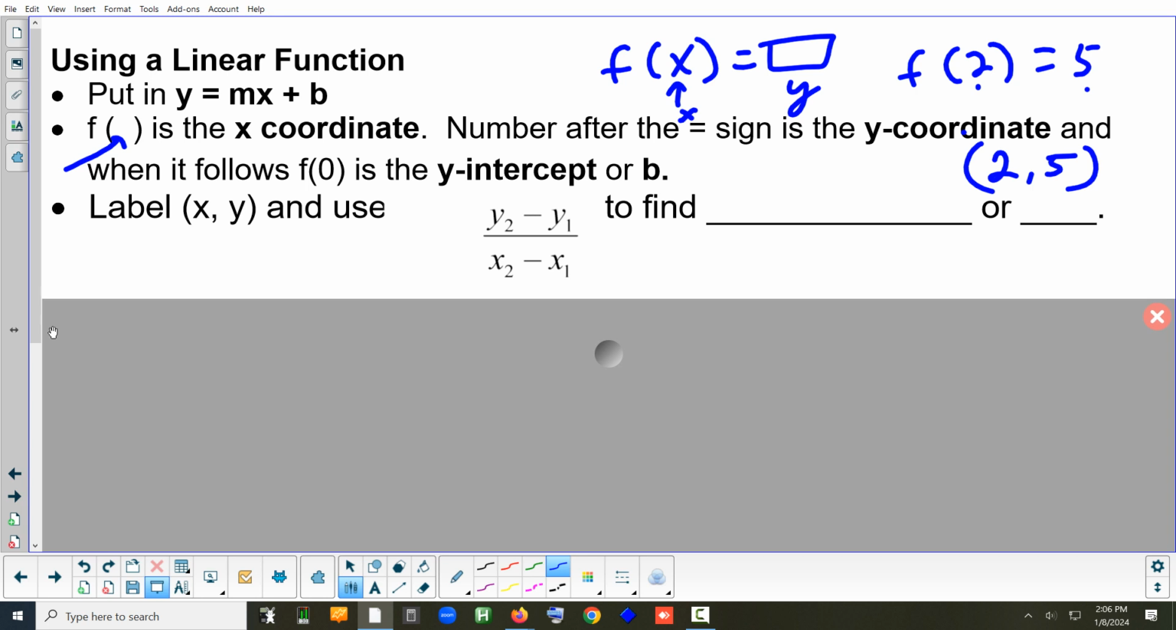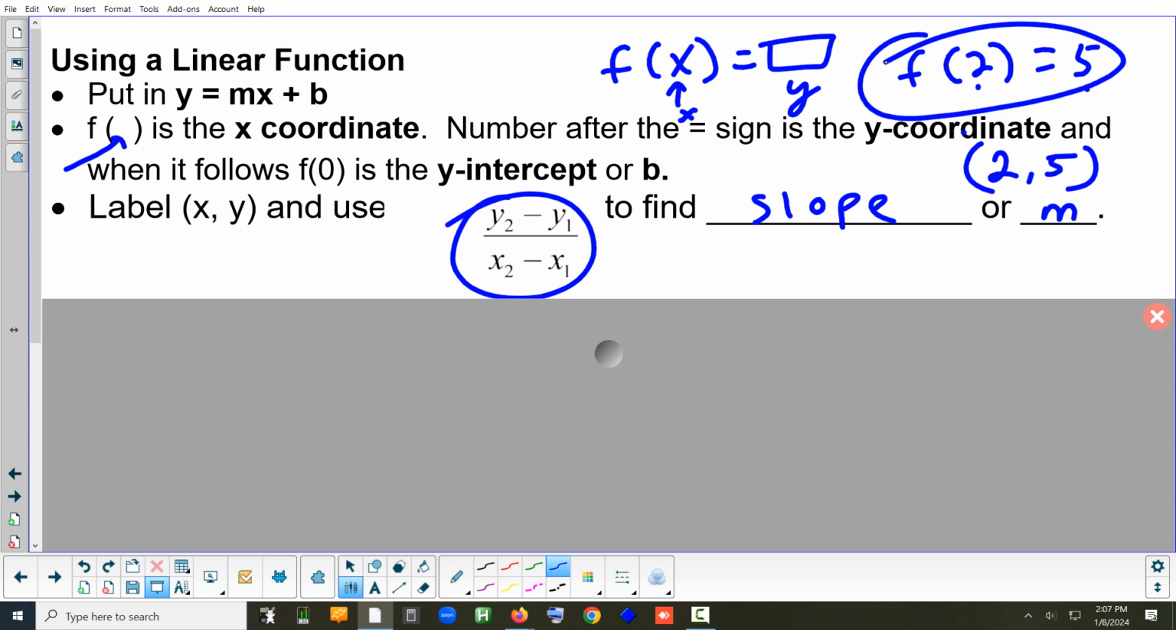So the last bullet, it says label your x's and y's. That's like the x1, the x2, the y1, and the y2. And what does this formula help us to find? Why do we use that formula? To find the slope. Or what letter do we call that? M. Yep, I forgot to fill that in on mine. Right, so really, as long as you understand that this is the same as this, then you can do it just like the last problem. There's no difference.